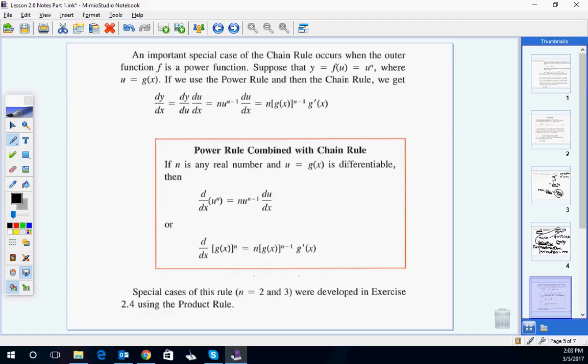Okay, so derivative of y with respect to u, derivative of u with respect to x, because our u is a function of x. In the last one, our u was the 1 minus 3x squared, so derivative of u with respect to x. That's how you read that in the Leibniz notation.